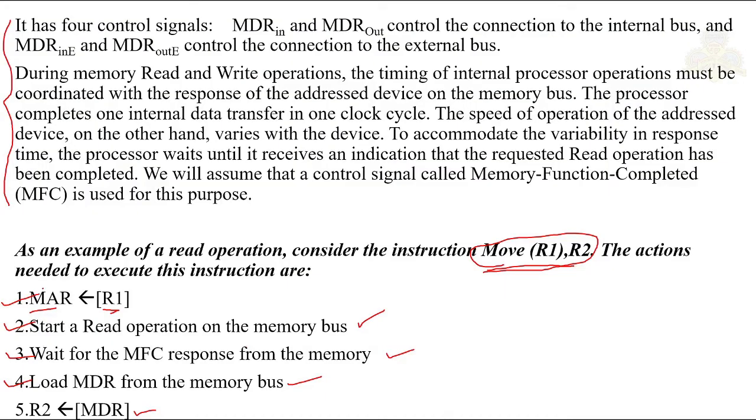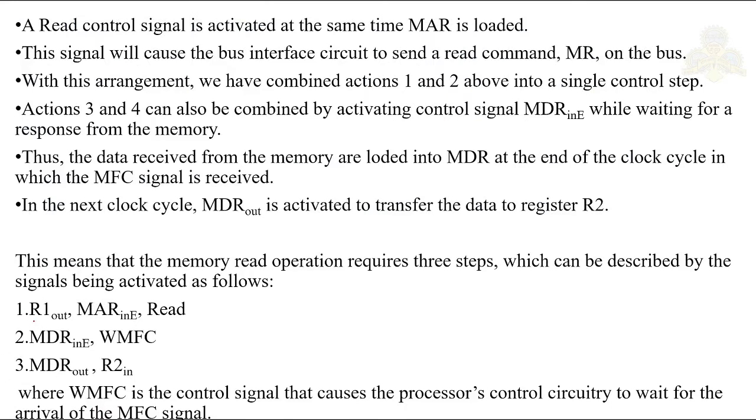So what we have done? We have combined the first and the second instruction in a single step, and the third and the fourth instruction in a single step. So we have combined actions 1 and 2, and 3 and 4. First, the content of R1 is moved out, that is R1 out. From R1 out it would be transferred to MAR in E, that means external. Then a read signal would be initiated. Once that is complete, the data would be moved to MDR, waiting for memory function complete. So the read is complete and it is then loaded into MDR.